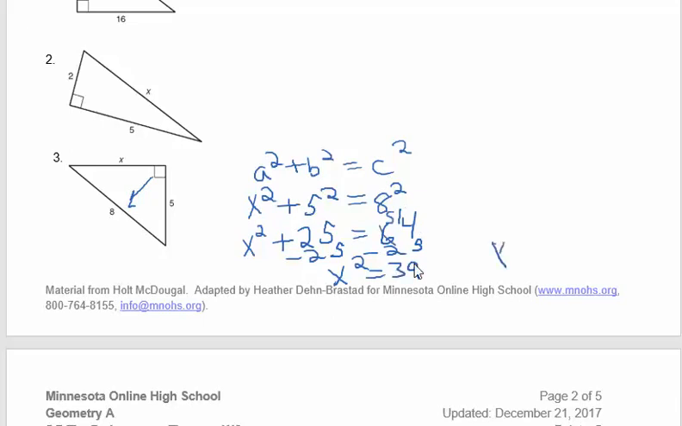So we're going to take the square root of both sides, and that means that x is equal to the square root of 39. Now this one can't be simplified anymore. You can try, you can say, well, I know that 3 times 13 is equal to 39, but both of those are prime numbers and neither are perfect squares. So that one can't be simplified anymore.